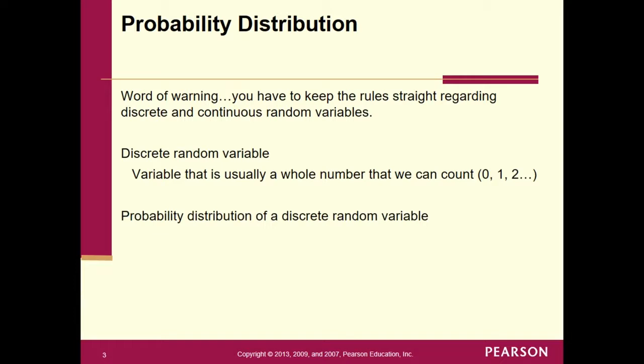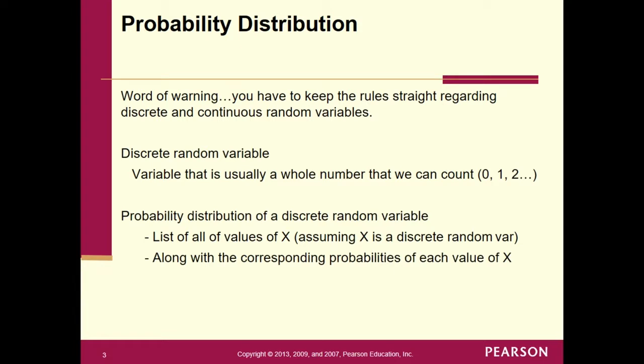So, the probability distribution of a discrete random variable. What exactly is that? It lists all the values of x, assuming x is discrete, along with the corresponding probabilities for each value of x. This is probably simpler than it sounds. Really there are two basic rules here. One, all the probabilities have to be valid, and two, the sum of all the probabilities has to add up to 1.